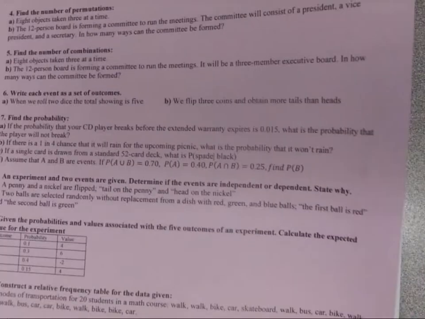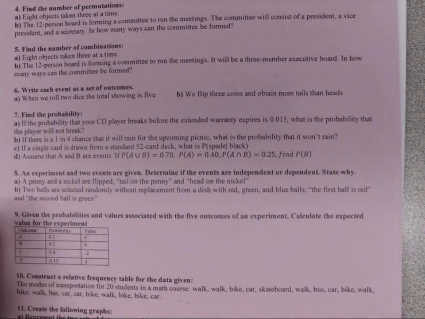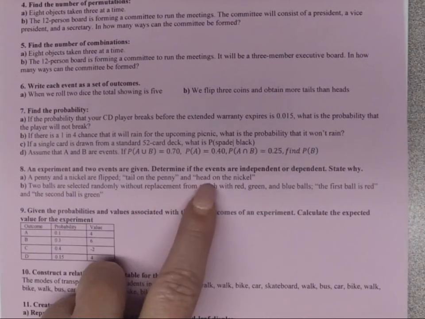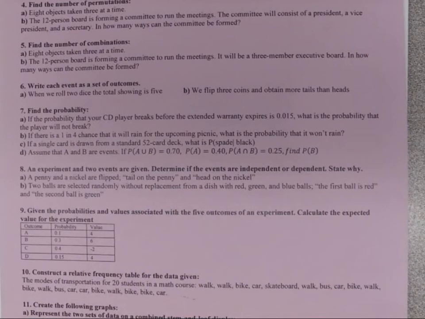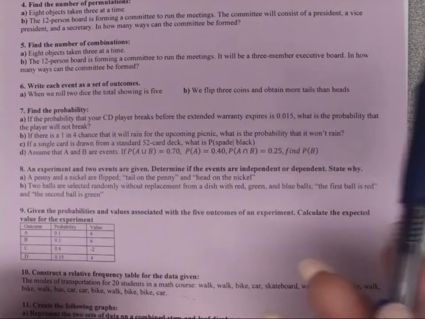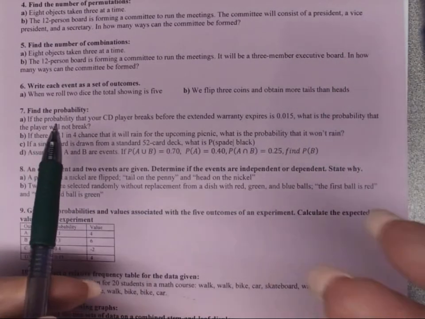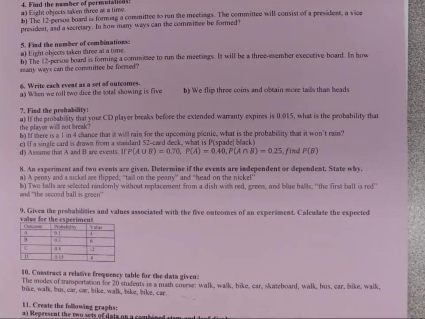All righty. In an experiment, 2 events are given. Determine if the events are independent or dependent and state why. So a penny and nickel are flipped, the tail on the penny, head on the nickel. This is independent because they have nothing to do with each other. You have a penny and a nickel, and when you flip this one, it has nothing to do with this one. If you flip this one, it has nothing to do with that one. So however they land, they are independent of each other.